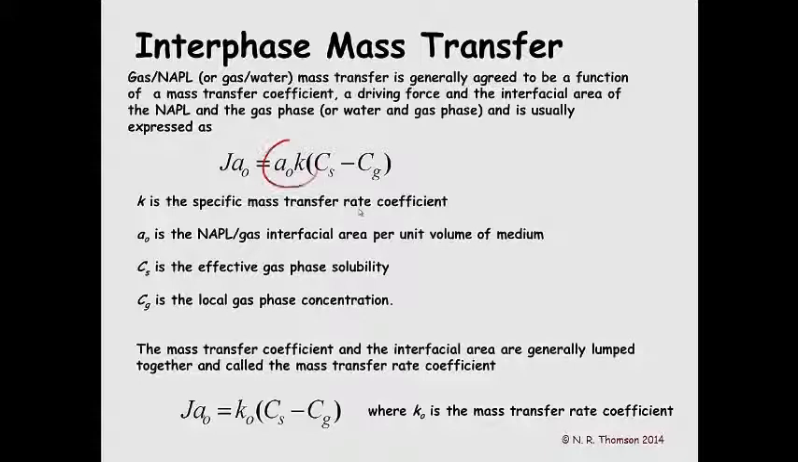Now, the interfacial area is very hard to quantify, and is only likely to be estimated at a lab scale. Very typically, the interfacial area becomes lumped with the mass transfer rate, and it's lumped into K0. So A0 times K becomes K0, where K0 now is the mass transfer rate coefficient.